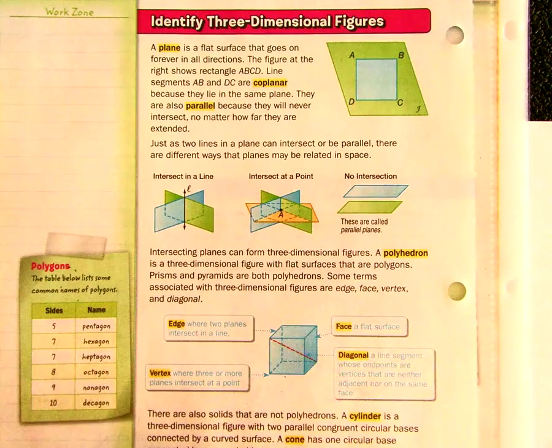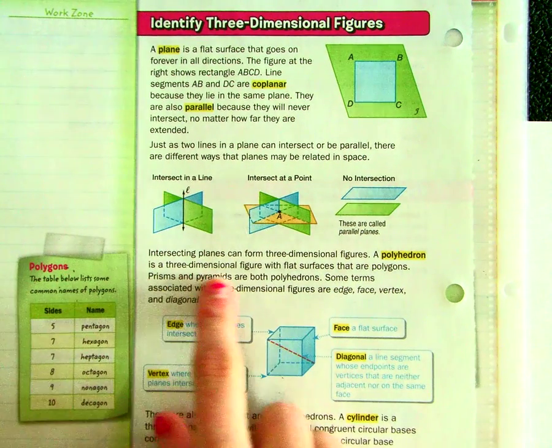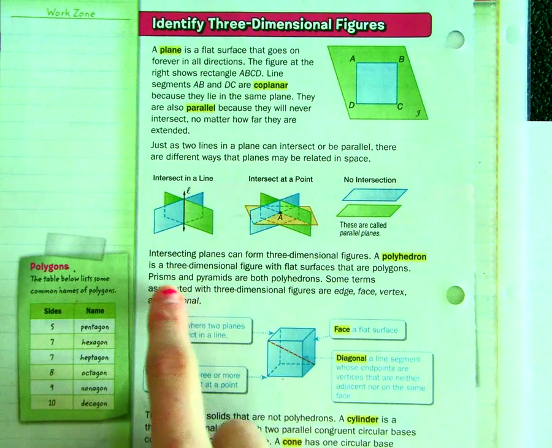So, identifying three-dimensional figures. A plane is a flat surface that goes on forever in all directions. The figure at the right shows the rectangle ABCD. Line segments AB and DC are coplanar because they lie in the same plane. They are also parallel because they never intersect, no matter how far they extend. Okay? A polyhedron is a three-dimensional figure with flat surfaces that are polygons. Prisms and pyramids are both polyhedrons.